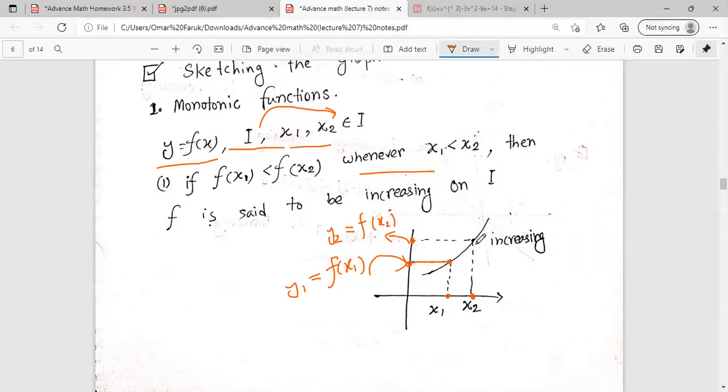Now, if you look closely, then you can see x1 is less than x2, right? X1 is less than x2, and y1, or f of x1, is also less than f of x2. So if this is the case, then our function is increasing. See here, our function is increasing. So this is the statement: if f of x1 is less than f of x2 whenever x1 is less than x2, then the function is said to be increasing on I. Okay, guys?